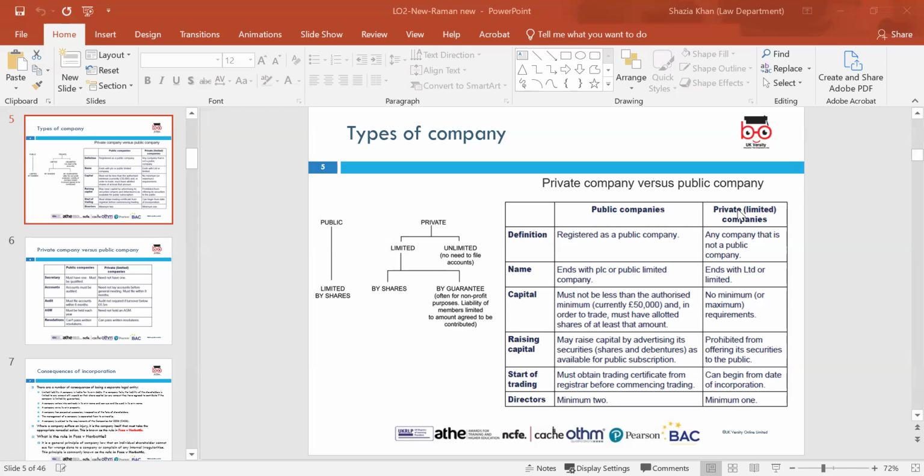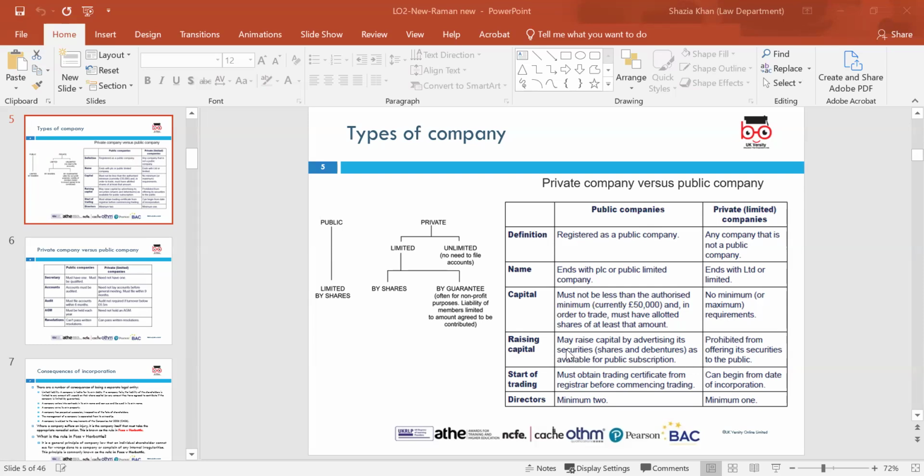Private company versus public company. A public company is registered as a public company, whereas a private company is one that is not a public company. The name ends with PLC for a public limited company, and for a private limited company it ends with LTD. The capital for a public company must not be less than the authorised minimum, which is currently 50,000. For a private limited company, there's no minimum requirement.